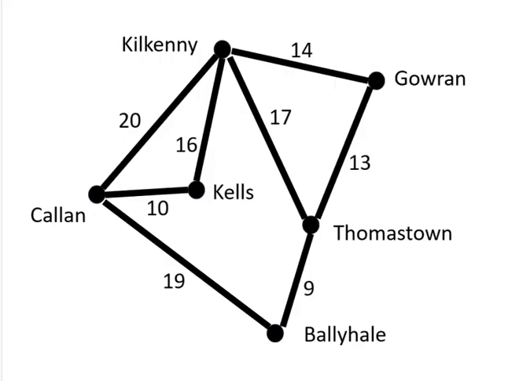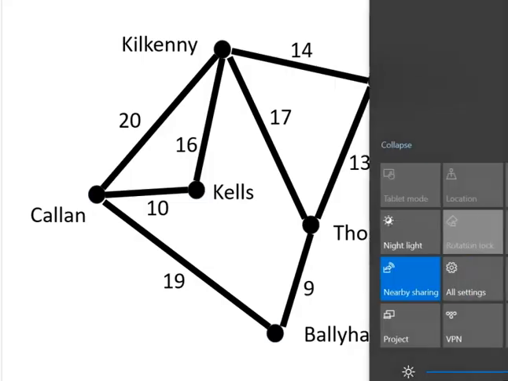These are fairly accurate distances of going from Kilkenny to Gowran. It's 14 kilometres, and so forth. So I now have a weighted diagram. I'm not going to have any direction because we're assuming that we can go in both directions, Kells to Kilkenny, and likewise Kilkenny to Kells. And what we could do is talk about the different types of problems we might have. So we can go through.